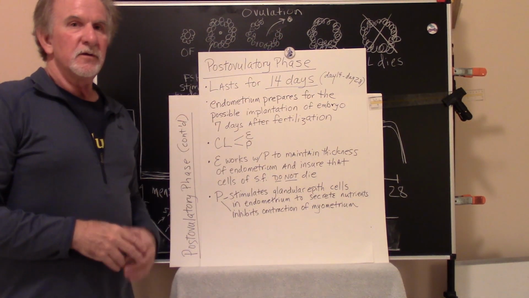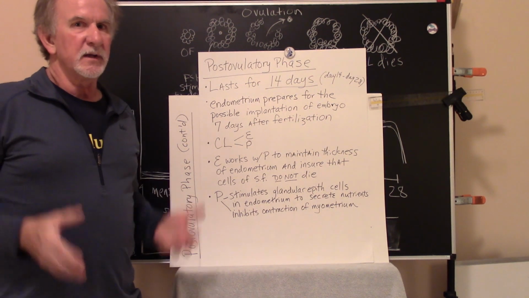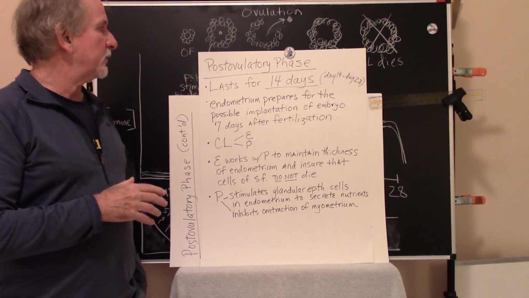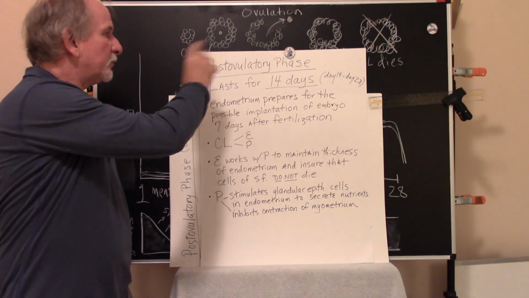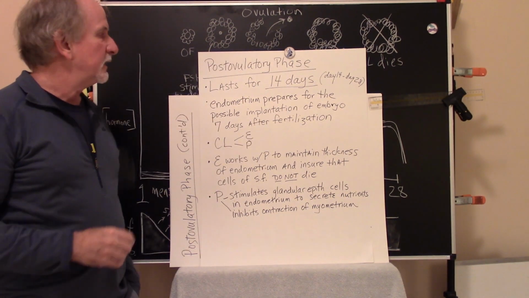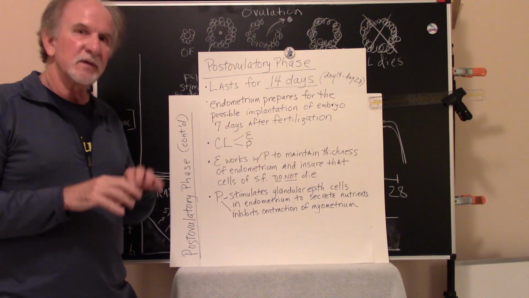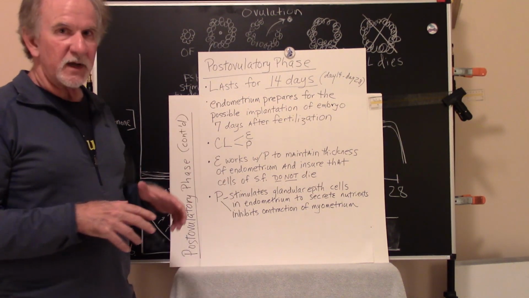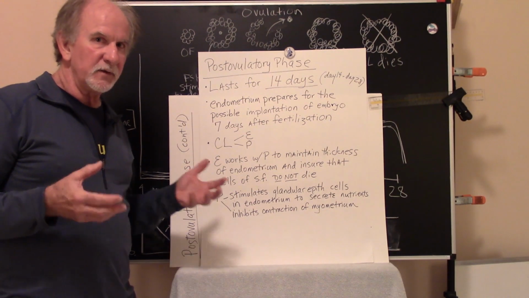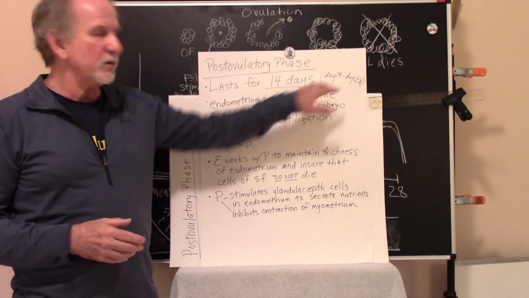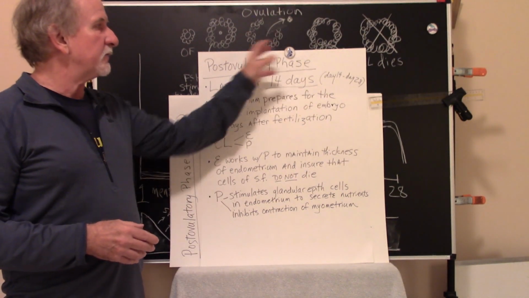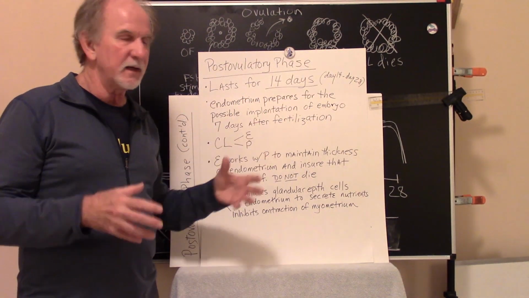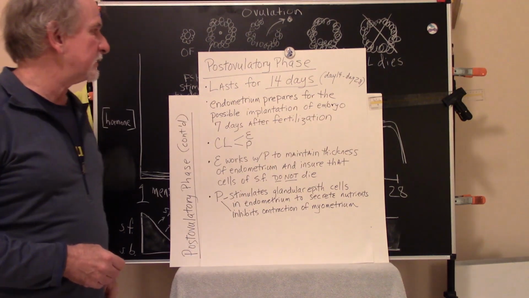Once ovulation occurs, and again it only takes a couple minutes, the female enters into what's called the post-ovulatory phase. And this is a phase that lasts for 14 days. So, the post-ovulatory phase begins at ovulation, which occurs on day 14, and then continues for 14 days, which would take us to the end of our 28-day cycle, or day 28.